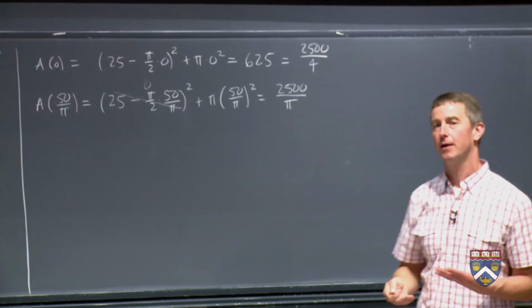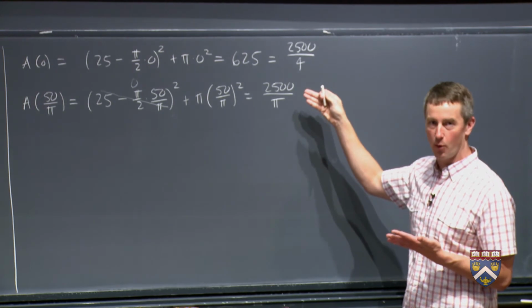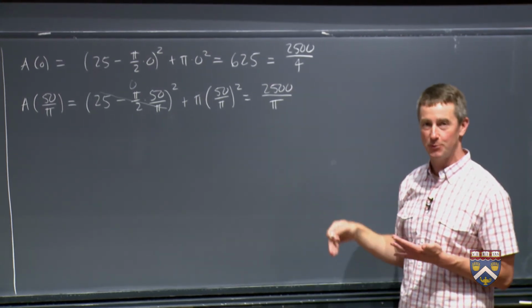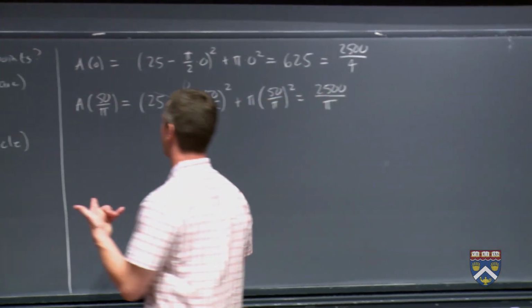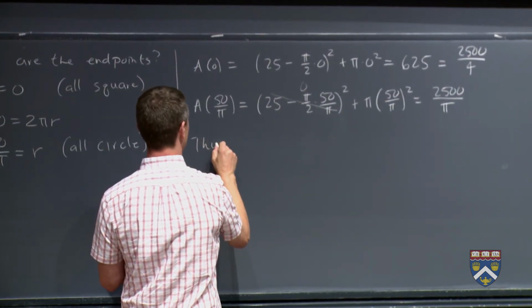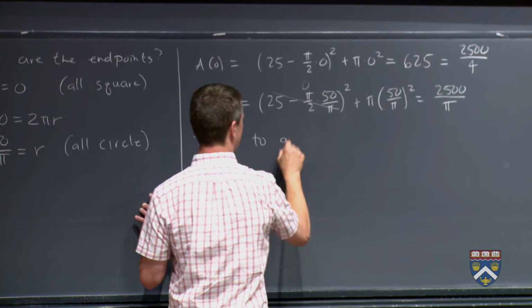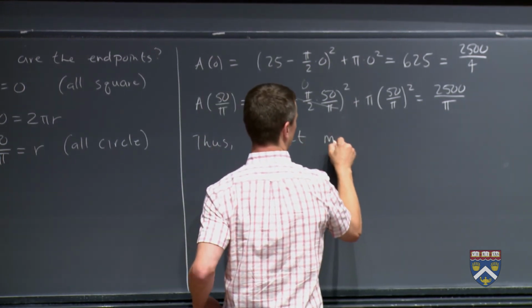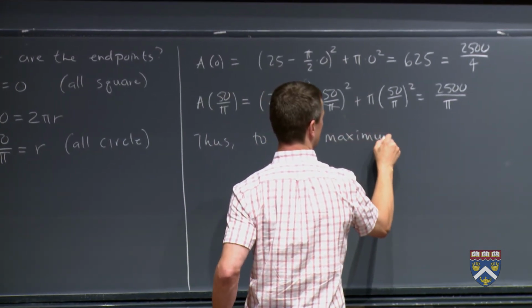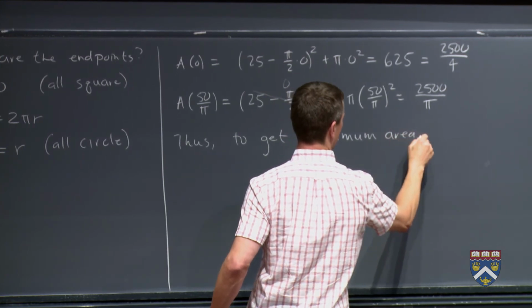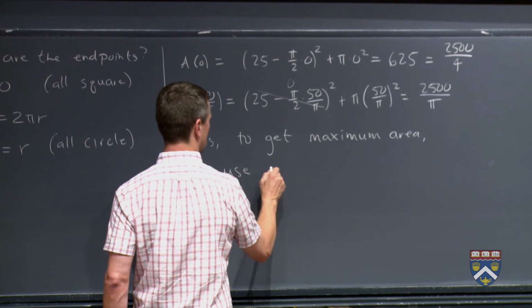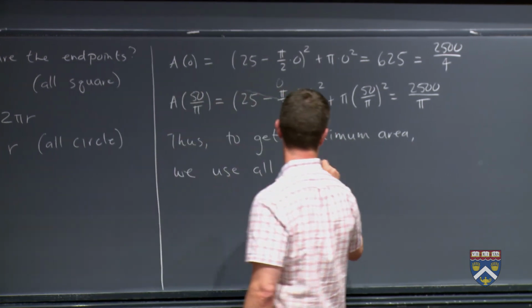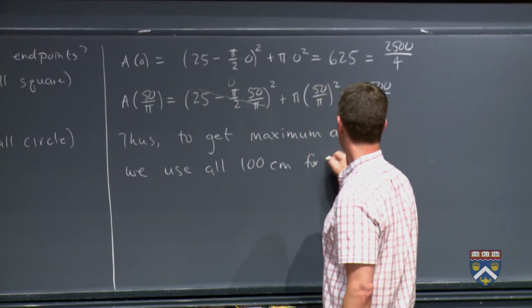Which of those is bigger? Well, we know pi is less than 4. So the fractions have the same numerator, and this one has a smaller denominator, so this is the bigger fraction. And thus, that's the answer. To get the maximum area, what should we do? We use all of the string, all 100 centimeters, for the circle.